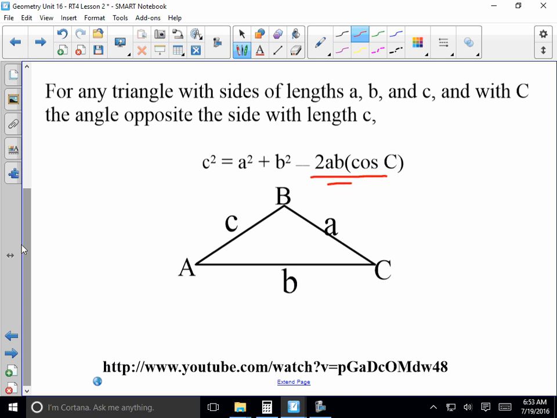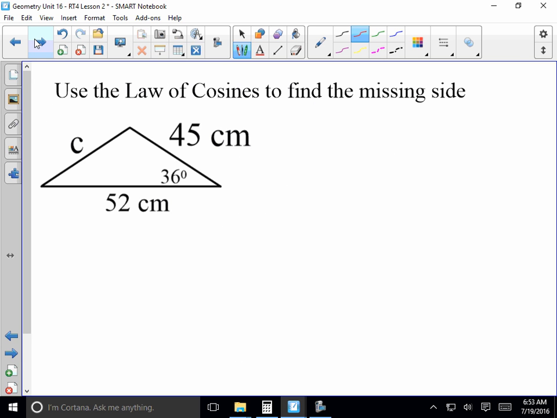It comes from the idea of using the Pythagorean theorem and involving an adjustment to make that value work correctly. If you want to see more about that, we've got a YouTube video here where it goes into a deeper investigation of the law of cosines. What we're going to look at here is just the application of the law of cosines.